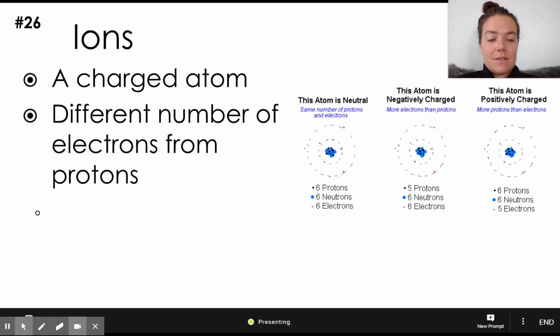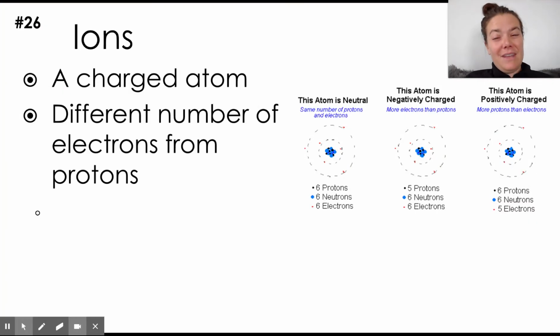Like I just said, when protons and electrons are balanced, it's neutral. If they're imbalanced, it becomes a charged atom, which we call an ion. If there's more protons than electrons, it's got a positive charge. If there's more electrons than protons, then it's got a negative charge. The key though is you can't change the protons, because if you change protons, then you change the atom. We are just changing the electrons to make it a positively or negatively charged atom.